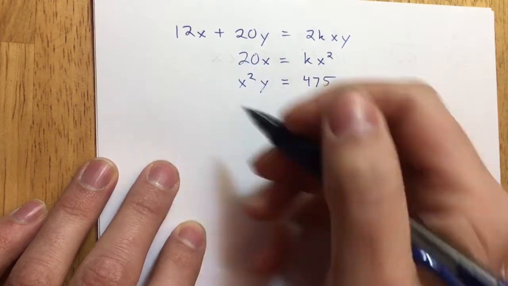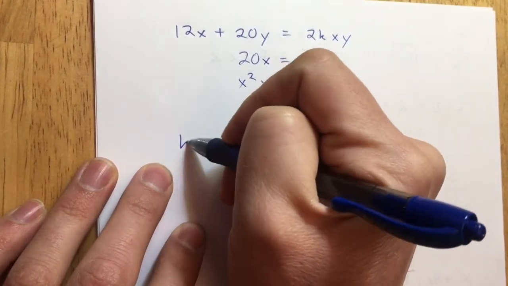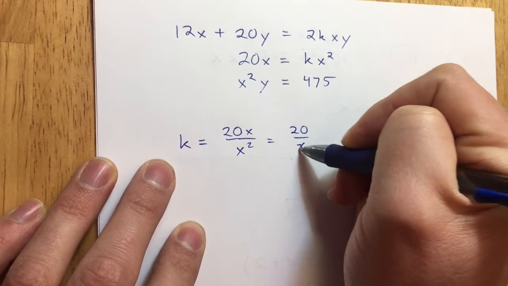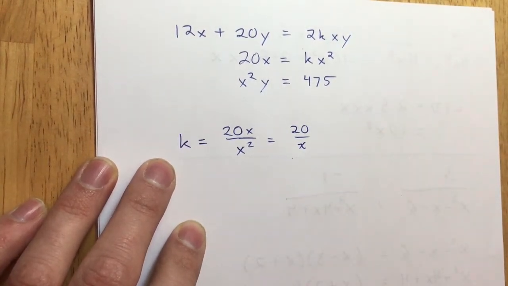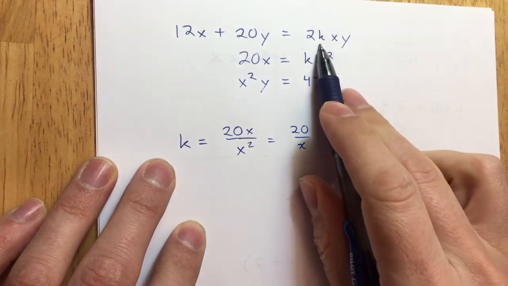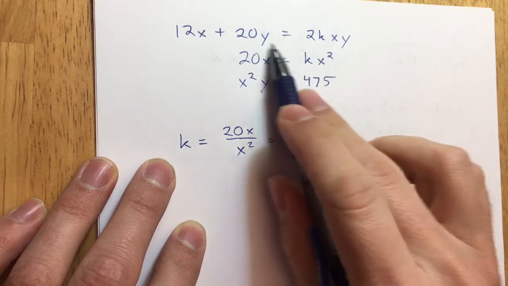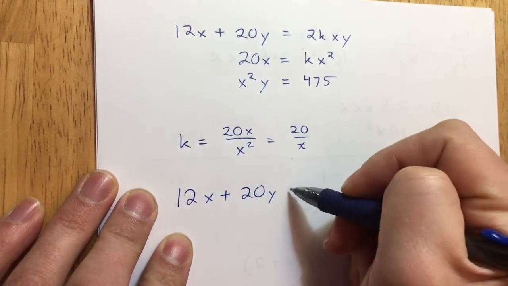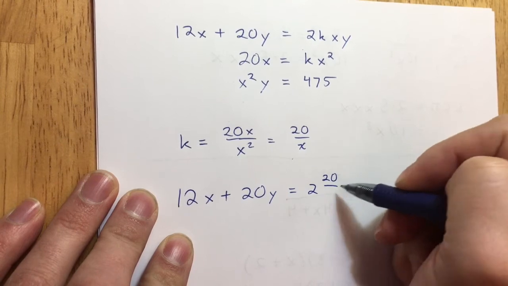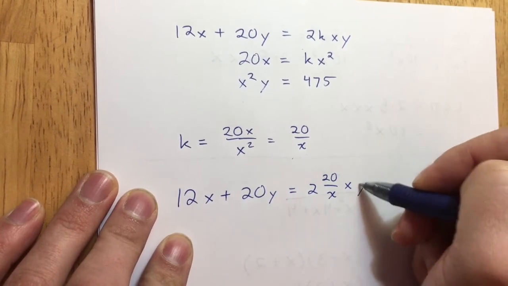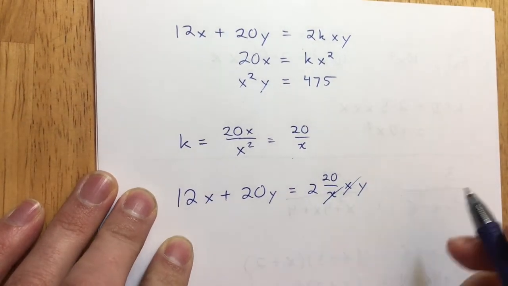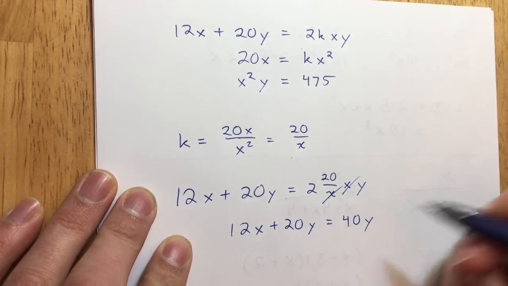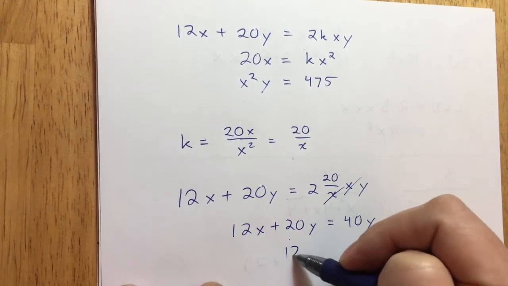So let's take this second equation and solve for k. Well, I'll just divide both sides by x squared. So k is equal to 20x over x squared. So that's 20 over x. Okay. And now I think we can substitute this into the first equation. So just plug this in place of k over here, and then we can see what happens. So let's look at that first equation. In place of k, I'm putting 20 over x. Well, these cancel. That's nice. So I really just get 12x plus 20y equals 40y. All right, we'll subtract 20y from both sides.